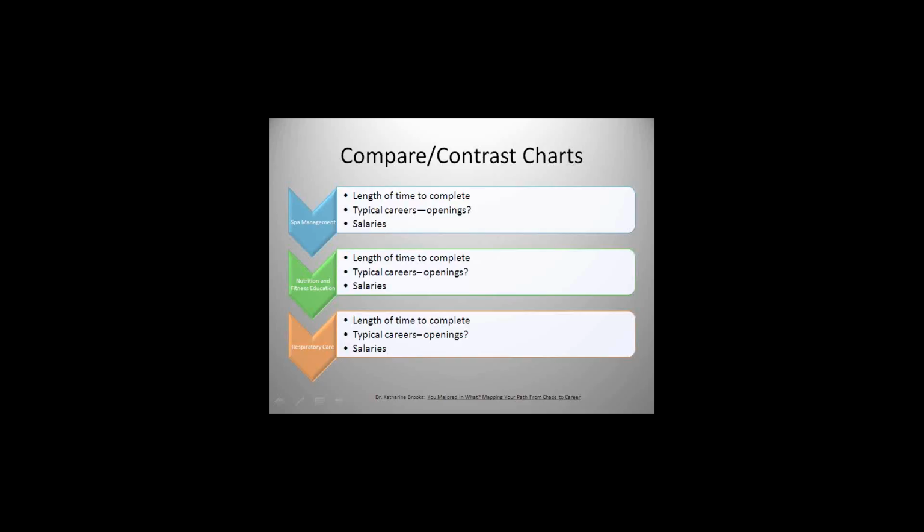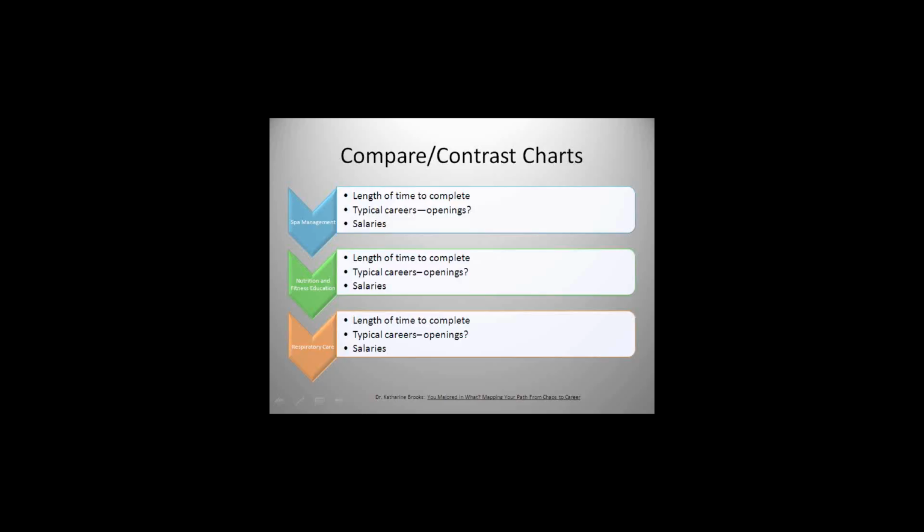So in this example, I have a student who's choosing between 3 possible majors. One is a spa management major. I actually think I found that at one of your colleges. I thought that was very cool. Spa management major, nutrition and fitness education, or respiratory care. And they come into your office and they say, I'm not sure which. This is a nice way to get it out of their brain and onto a piece of paper.